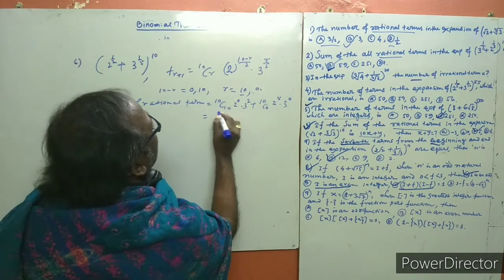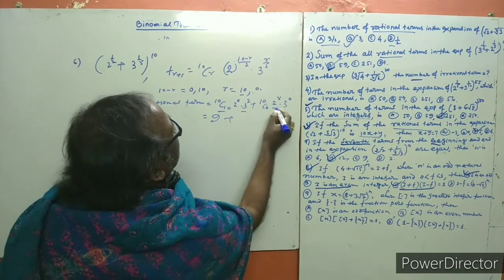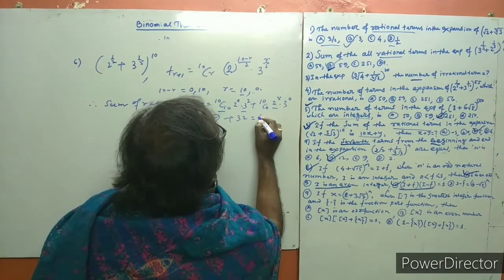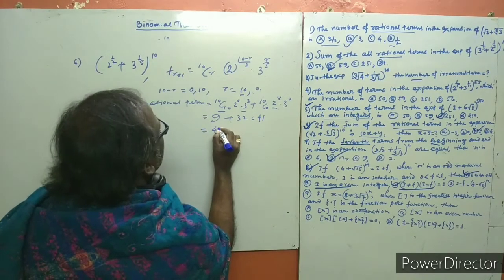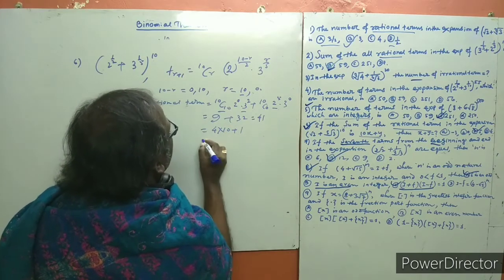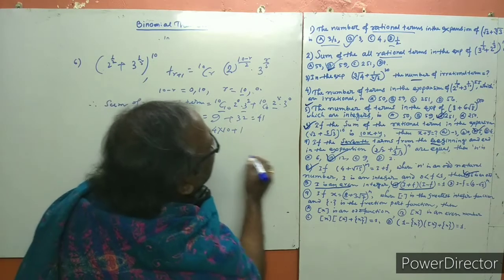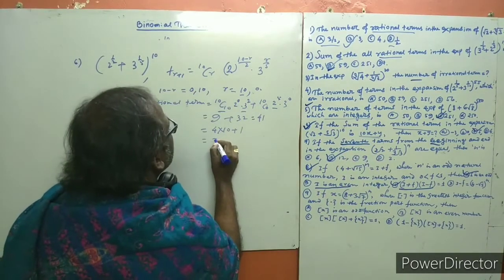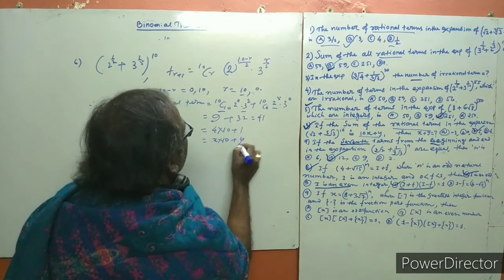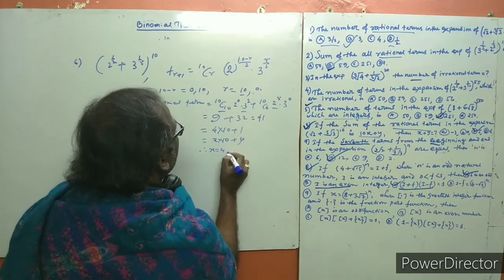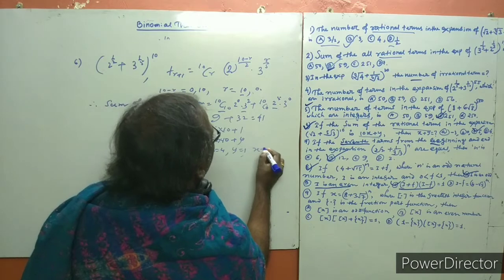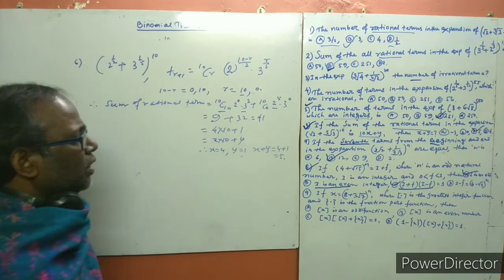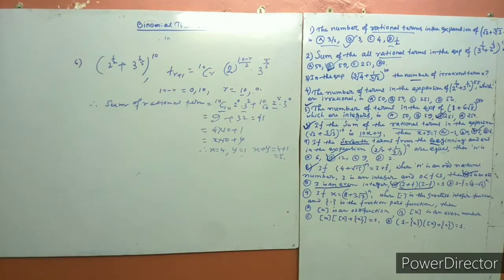So 10C10 is 1, and this is 9, and this is 32. It means the sum is 41, and 41 can be arranged as 4 into 10 plus 1. Given the form 10x plus y, we can write x as 4 and y as 1. So the value of x plus y is 4 plus 1, that is 5. Okay, and this is the answer of question 6.